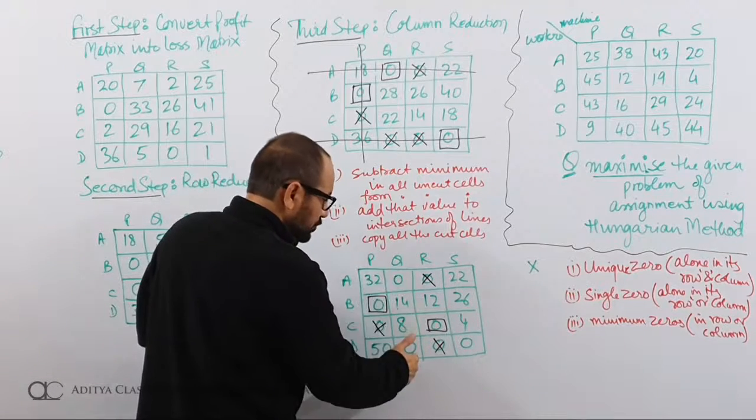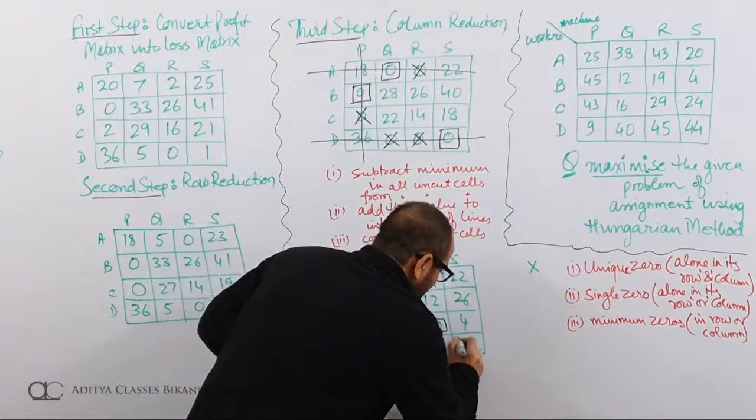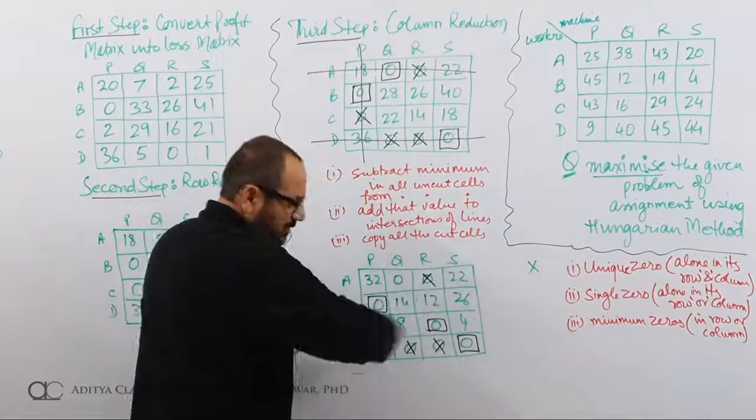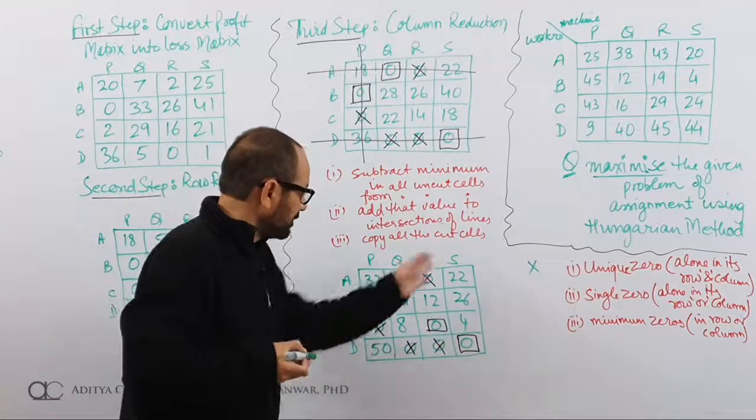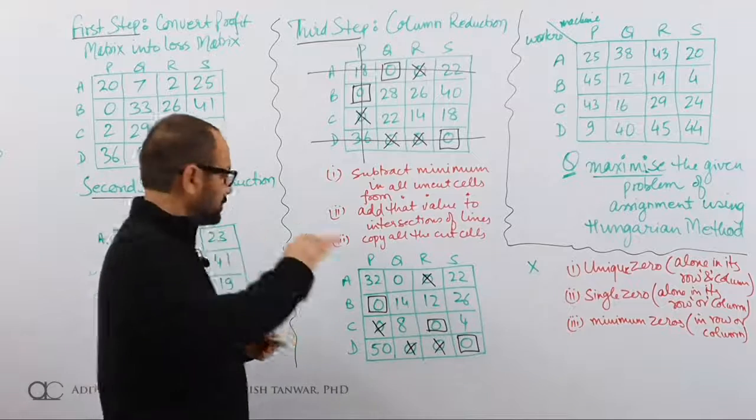Done. Two zeros, leave it. Done. One 0. It is a single 0. Column wise it is single. Remove all zeros in its row. Now it is unique. Done. So I've done all the columns, but still there are some zeros. Let me start again with rows.